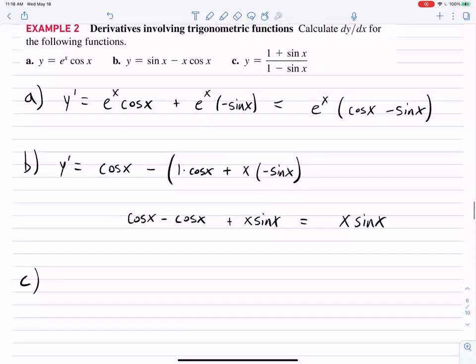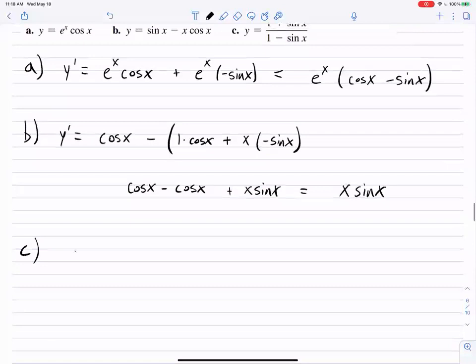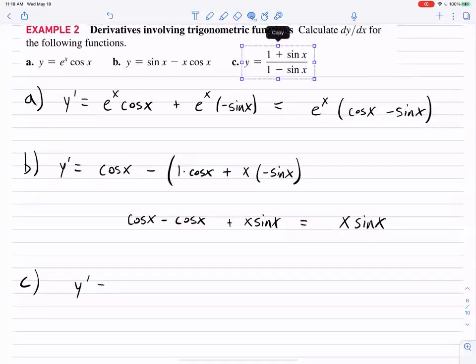Okay. And then finally, let's do this one. This one's going to require a quotient rule. So y prime is going to be, maybe I'll even re-record this so I have it so I can see it.